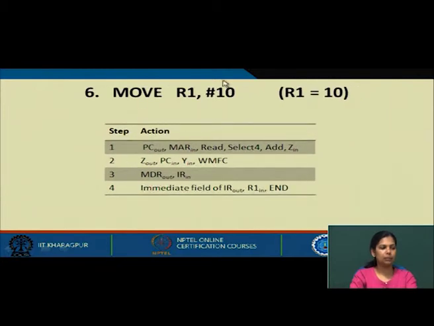In many cases we require to store an immediate value into a register. So, the immediate value is stored in the immediate field of IR out. The immediate field of IR out value we need to put in R1. So, we simply do immediate field of IR out, R1 in. So, the value of this, which is 10, will be moved to R1.